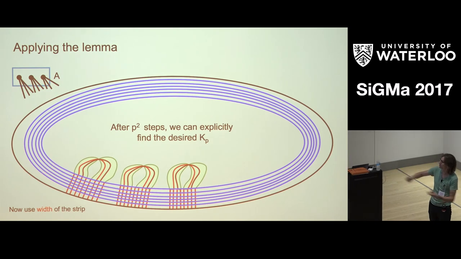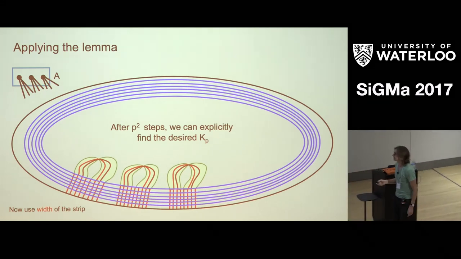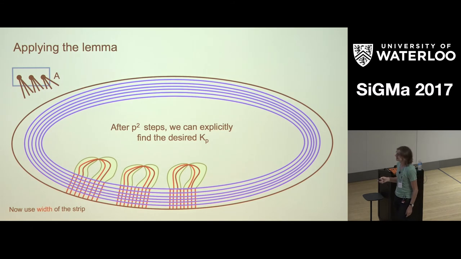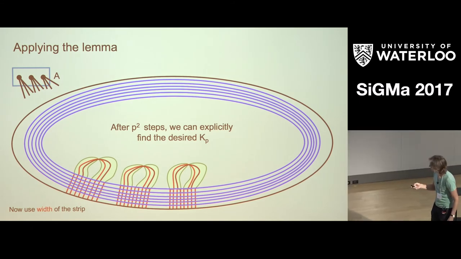That I just get a cross. I can get one more edge using two guys here for each of the guys. Let me just say, we can explicitly find the desired KP at this point.